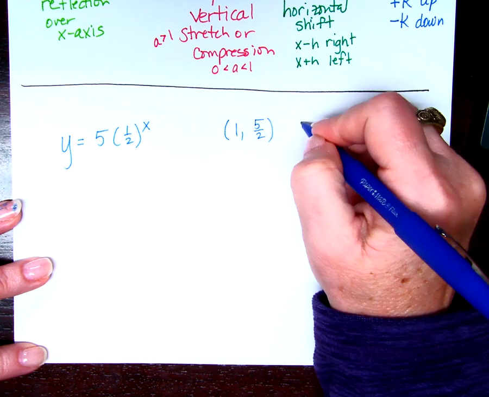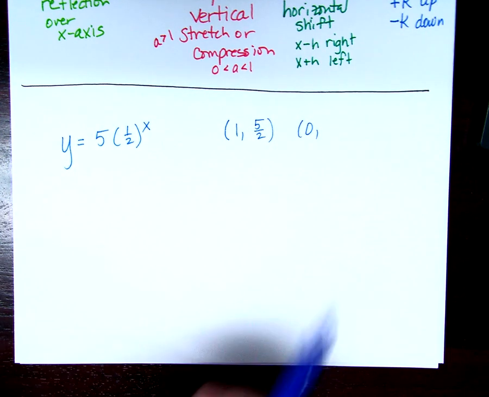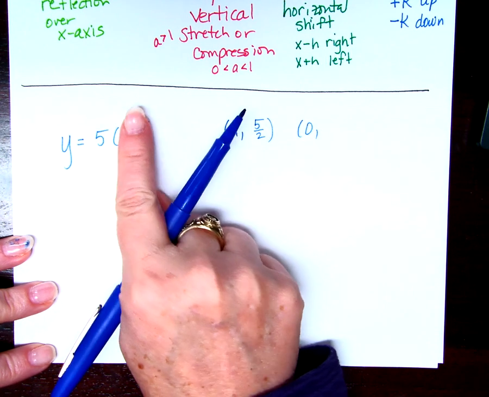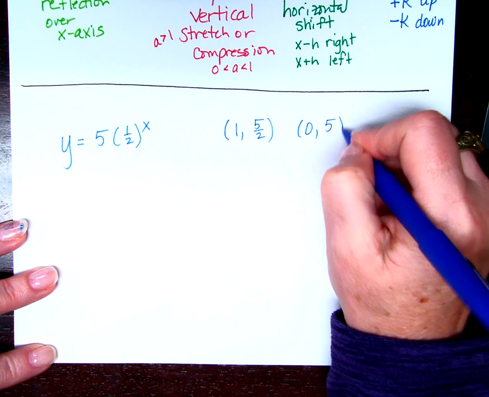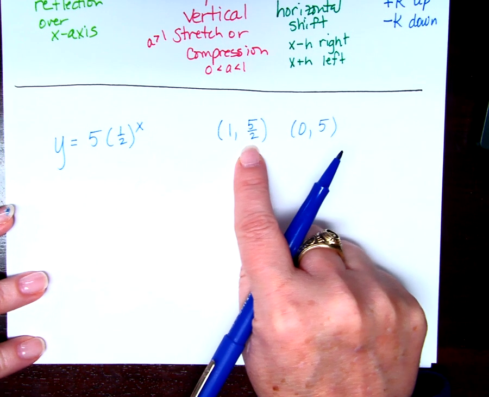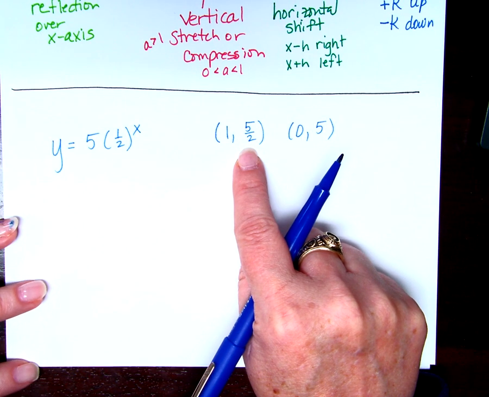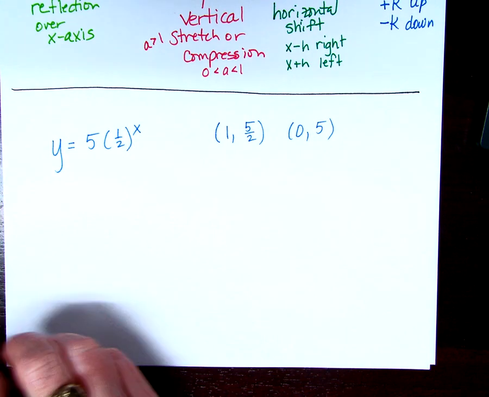Now, I said I would choose 0 first. Do you know why I would choose 0 first? Because anything to the 0 power is what? 1. What's 1 times 5? That was a lot easier, wasn't it? Okay. But do we ever want to deal with fractions if we have to? No. Is there a way that I could make this not a fraction?